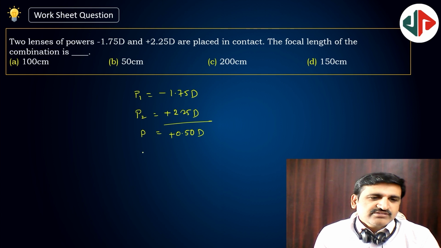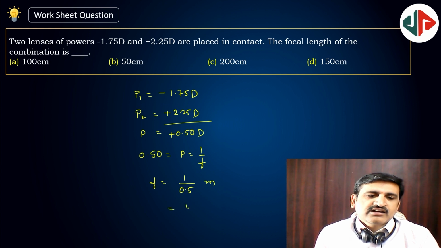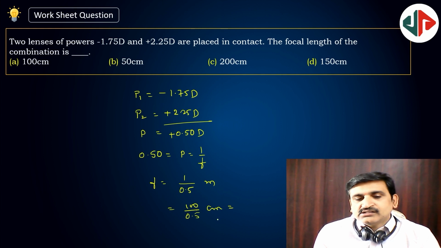That is equal to 0.50 D, which will give you power. Power is nothing but 1 by F. So F is equal to 1 by 0.5 meters, or 100 by 0.5 centimeter, 1000 by 5, 200 centimeter.